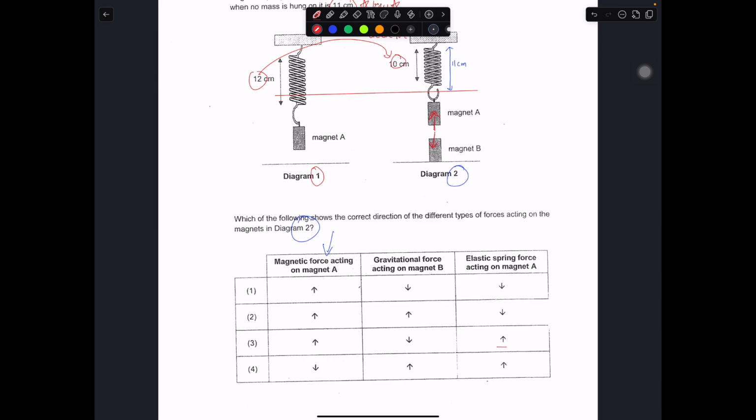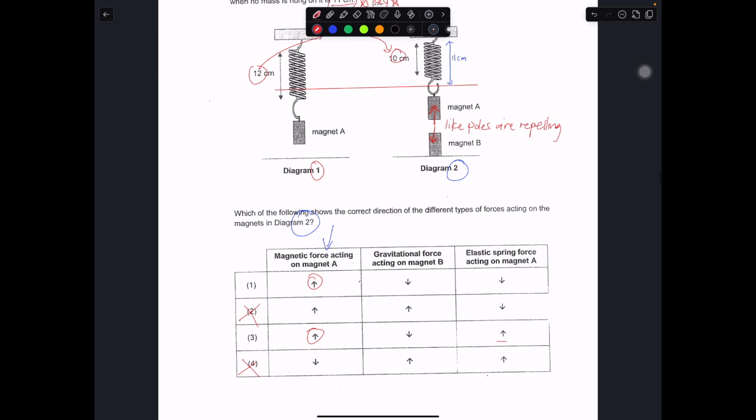This shows that magnet A and B are like poles, repelling each other. This is a repulsion. So over here it should be an upward direction. So 2 and 4 are straight away wrong.